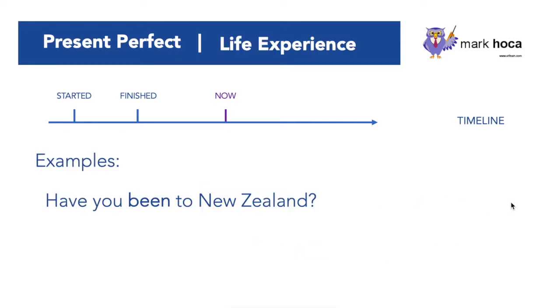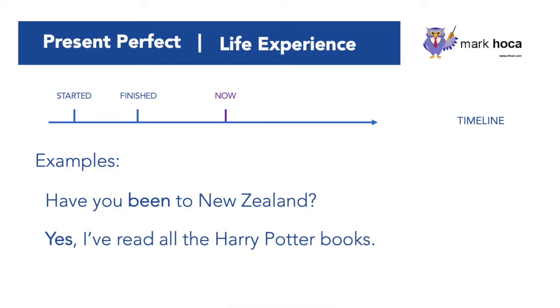Okay, examples. Have you been to New Zealand? Yes, I've read all the Harry Potter books. Has, have, verb 3. Has, have, verb 3. Here's an interesting question for you. Which verb is this? This is the verb go. Have you been to New Zealand? I will go to New Zealand. This to tells us that this is go. Not many people know that.